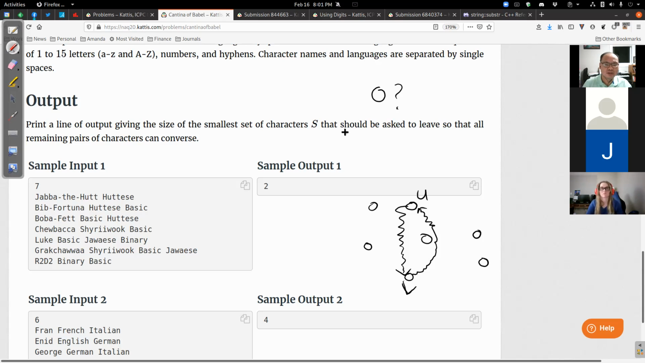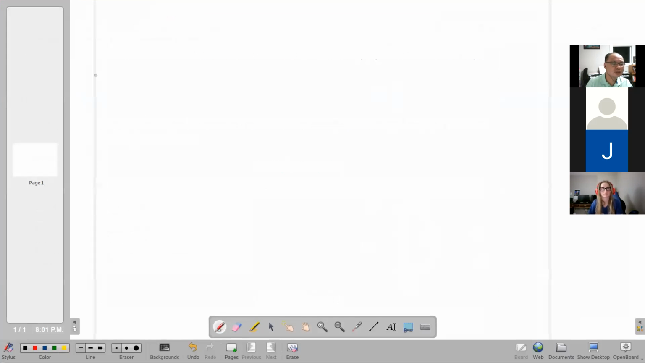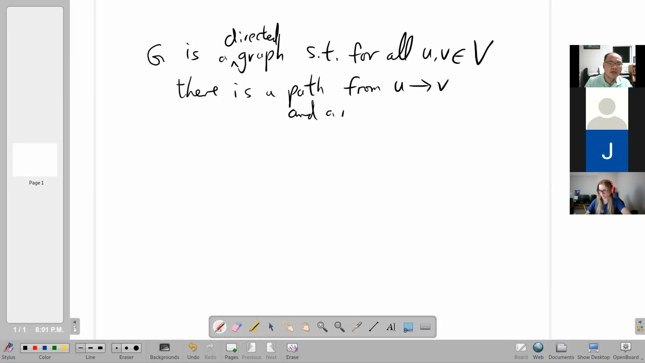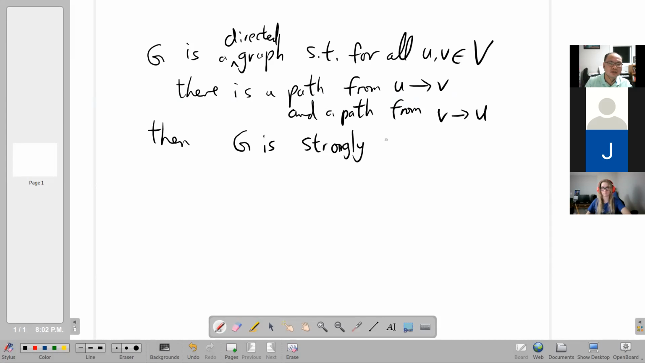If G is a graph such that for all U, V in V, I should say a directed graph, there's a path from U to V and a path from V to U, then G is what we call a strongly connected graph.